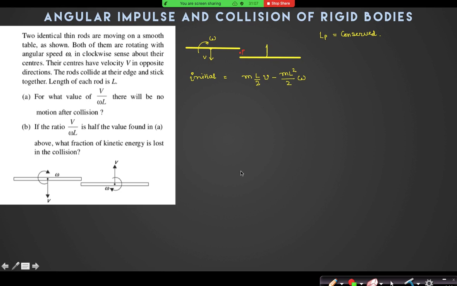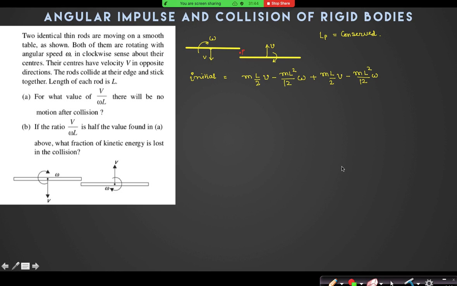For this rod it is going up and omega is in this direction. So it is R cross m Vc, which is also m L by 2 v. Yes, it is coming to be the same, and minus m L square by 12 omega. Now final.